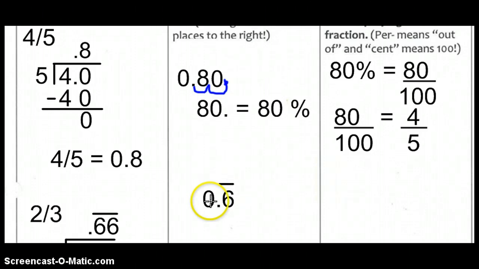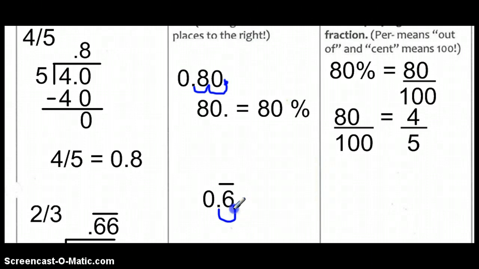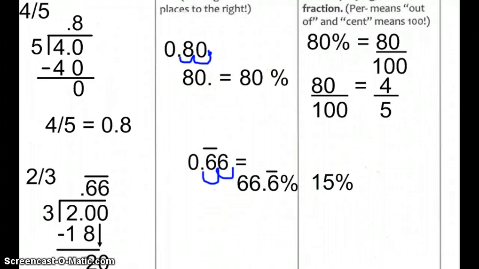Now let's try changing 0.6 repeating into a percent. Again, we're going to take the decimal and move it 2 places to the right. So we'll move it from here over 2 places. Now remember, that 0.6 was repeating, which means it goes on forever and ever. So instead of filling in a 0, we're actually going to fill in a 6. When we rewrite our decimal as a percent, it's still repeating. So we'll have 66.6 repeating percent.